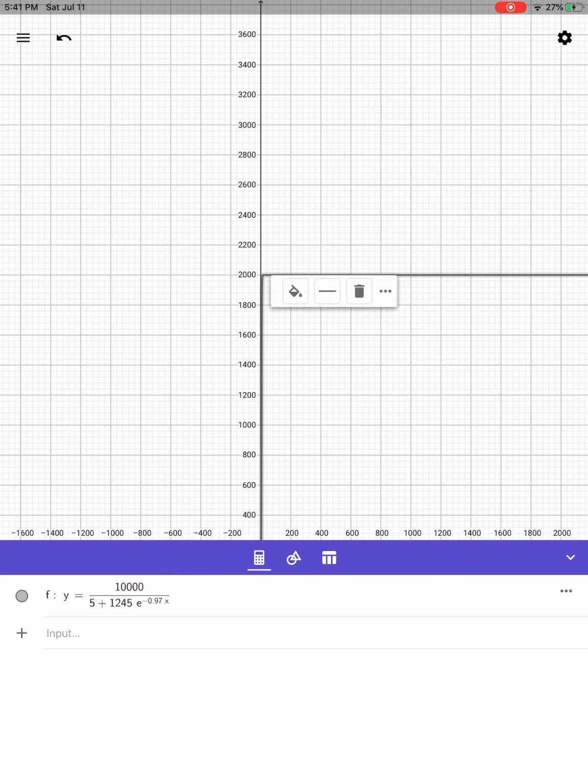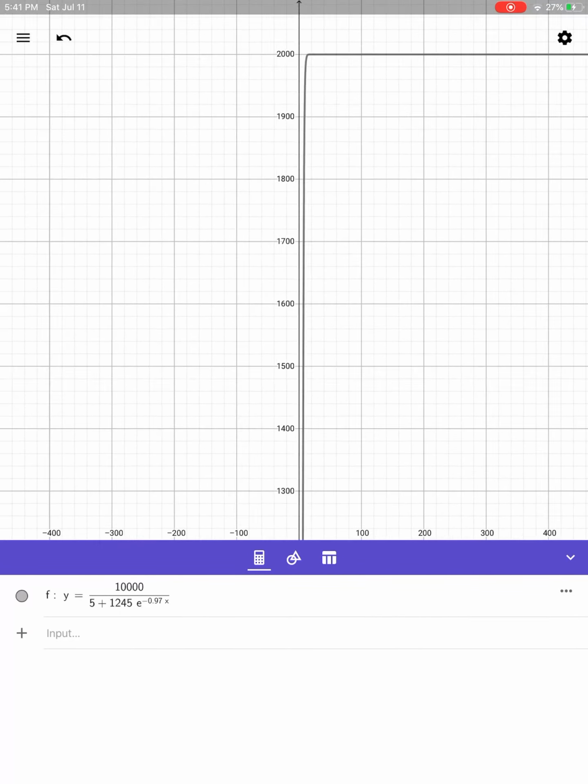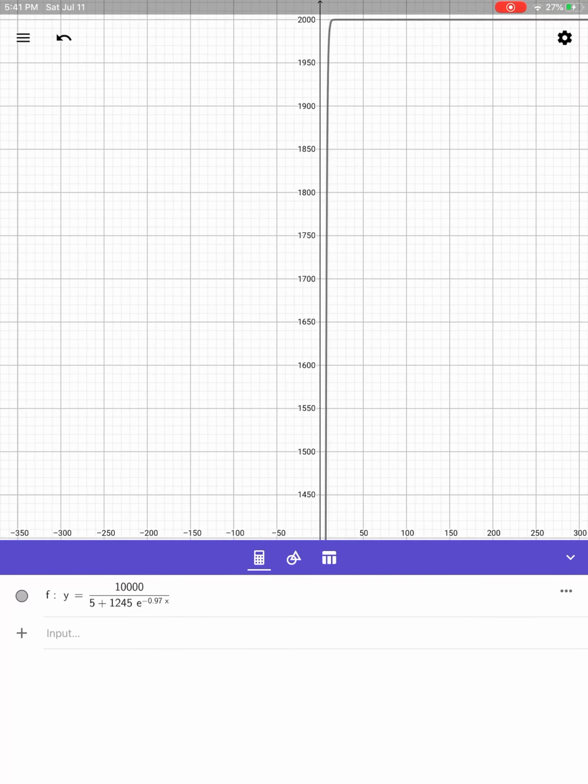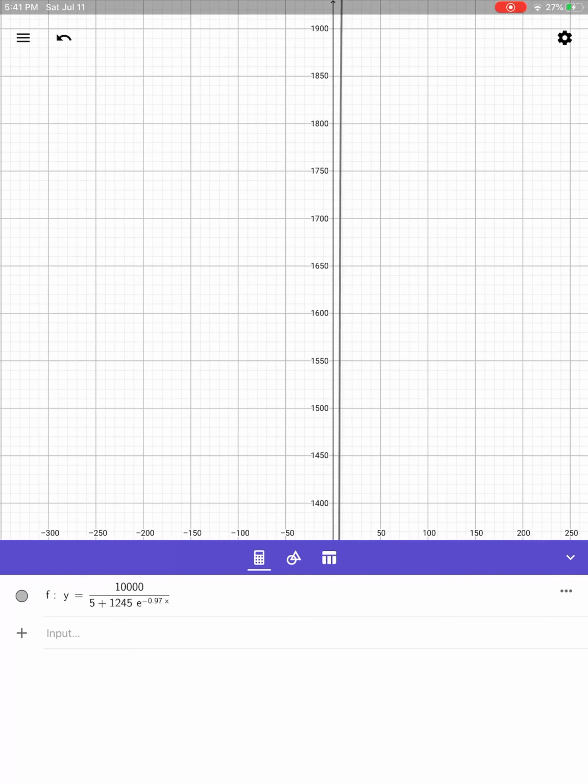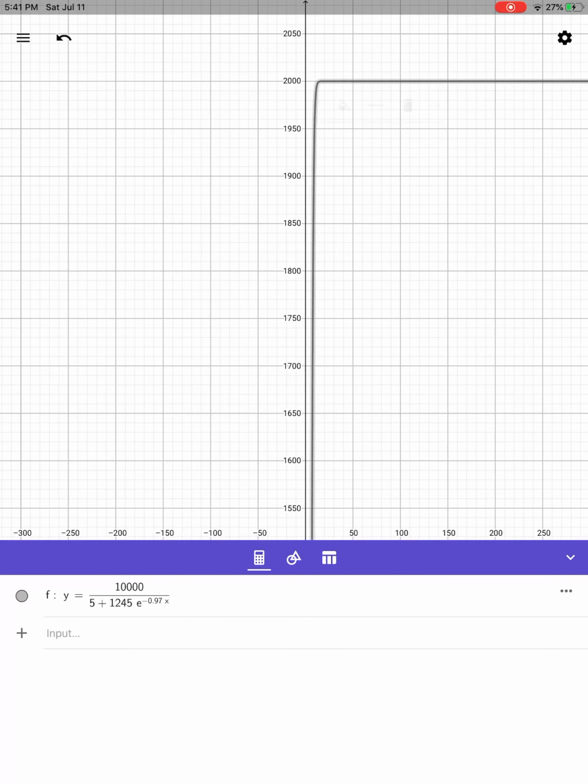So it has infected about 2,000 people here, and later on it has reached a stagnant position. This is called the logistic curve, or logistic growth model.